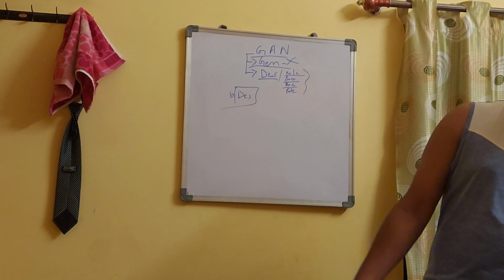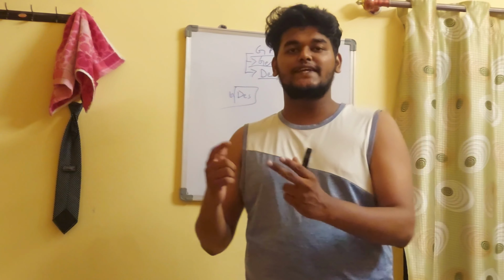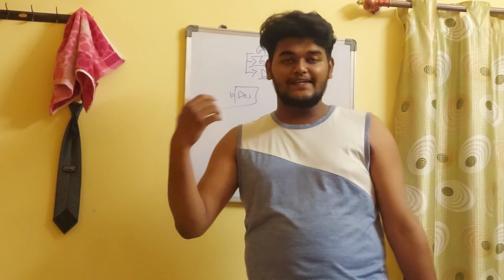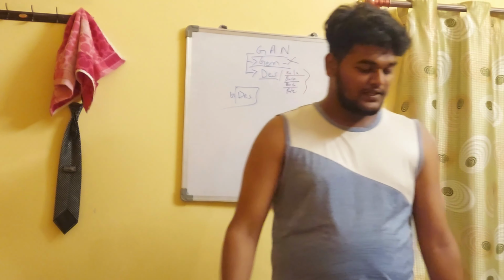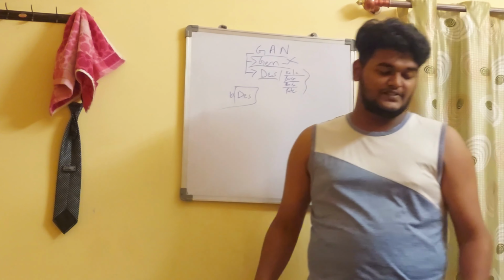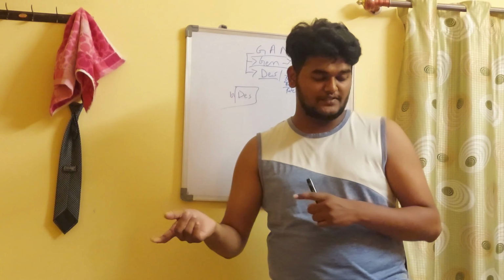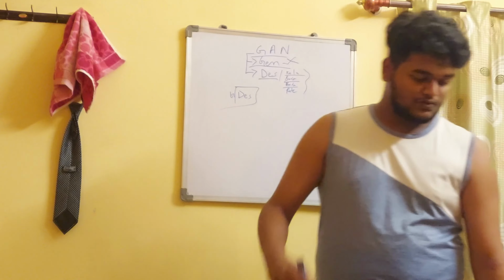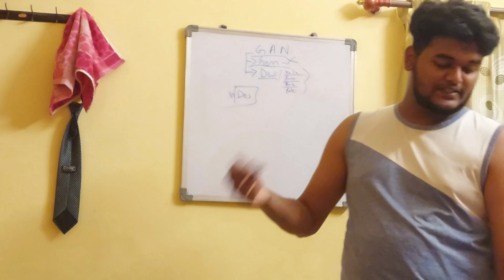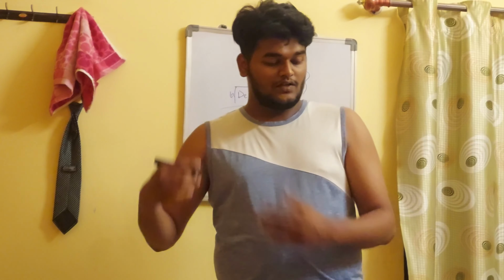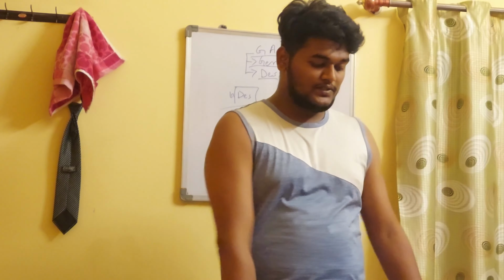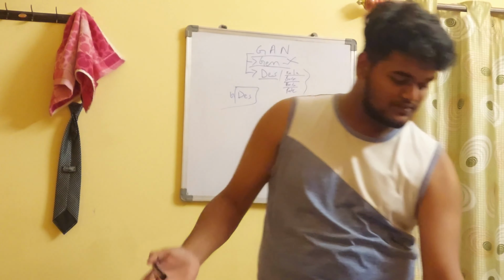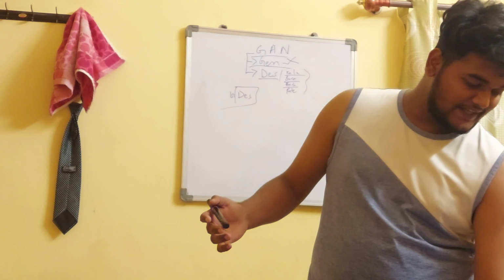GAN is nothing but Generative Adversarial Network. Then the next point is that they compete with each other. The generator improves to fool the discriminator and the discriminator improves to catch the fakes. So over time the generator gets so good that fake images become almost indistinguishable from the real ones. So this is the case here with the GAN network.